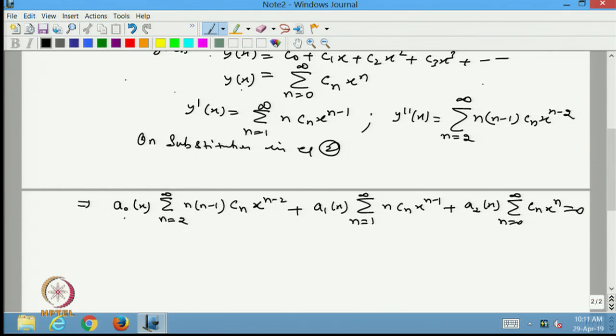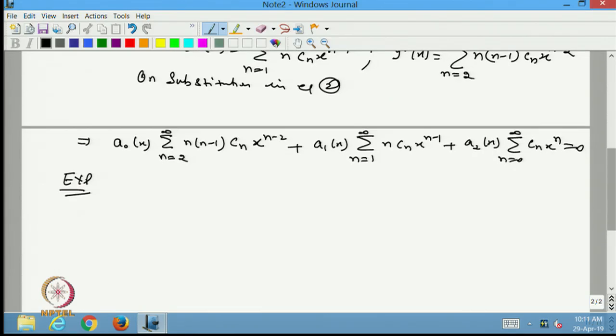Now, I do not know what the functions a0x, a1x or a2x are, because they may be functions of x, or they may be constants. Depending upon the values of a0, a1, a2, we can further solve this differential equation with the help of this series and find the solution. So, let us take one example and see how this series solution can be useful in finding the solution of the equation.